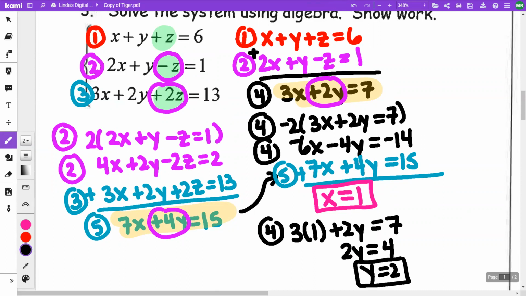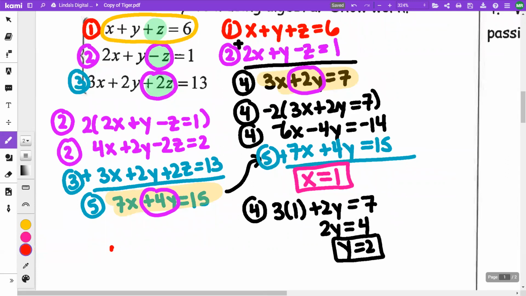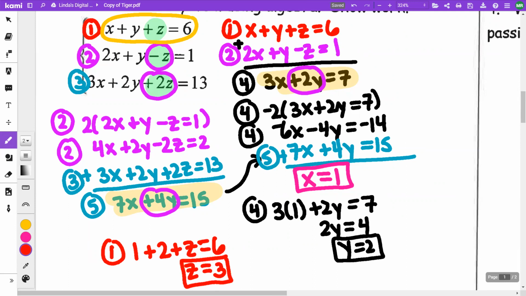And then I think I'm going to plug it into equation 1. So when I put those into equation 1, my x is 1, my y is 2. I need to find my z. And when I do that, I'm going to get z is equal to 3. And so my point is going to be 1, 2, 3.